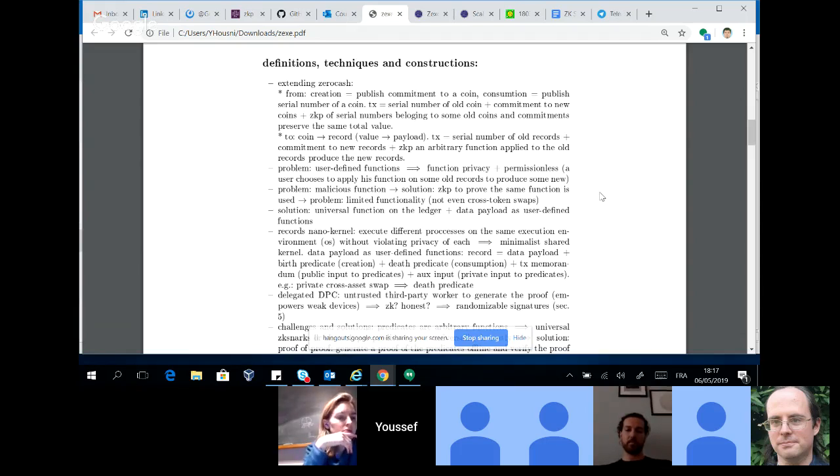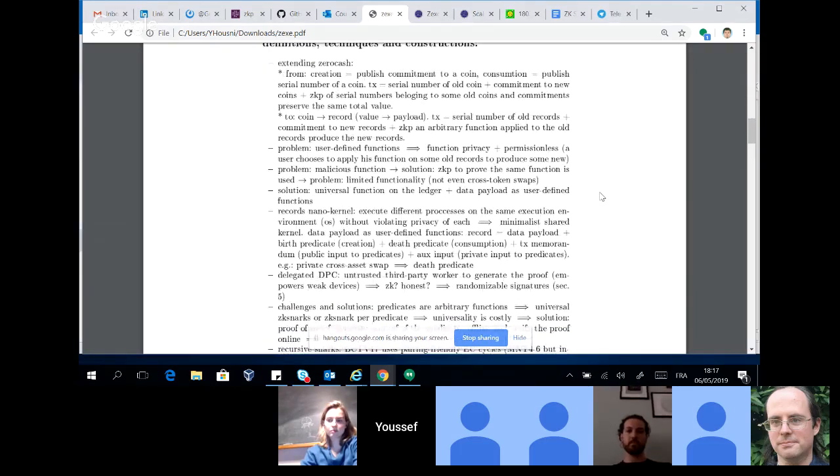So if we recapitulate, we have a record. Those are the equivalents of coins, but they are a data payload, not values. We have birth and death predicates. Those are user-defined functions, per function, per record, and we need some public input in order to apply those predicates. We call this the transaction memorandum, and everything that is private is still called auxiliary inputs.